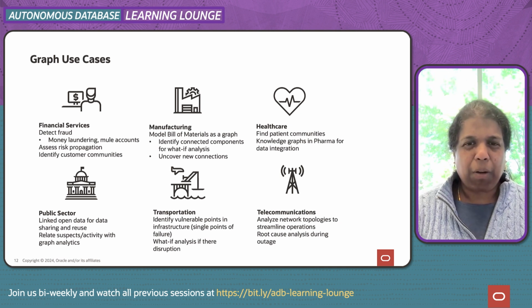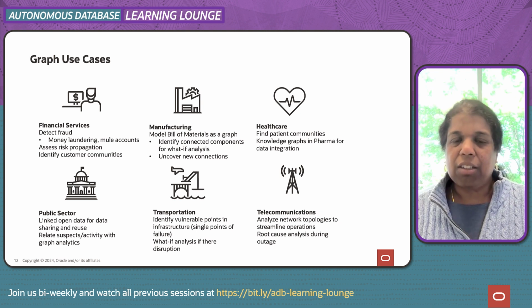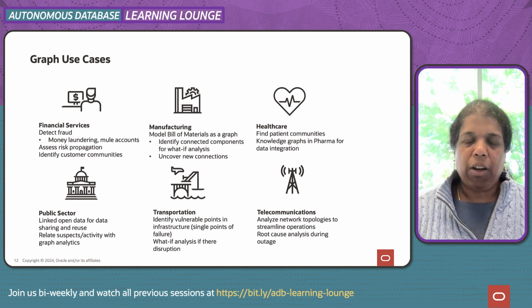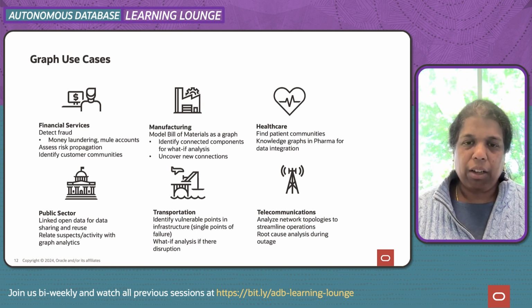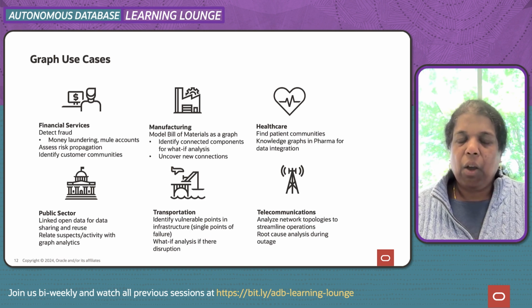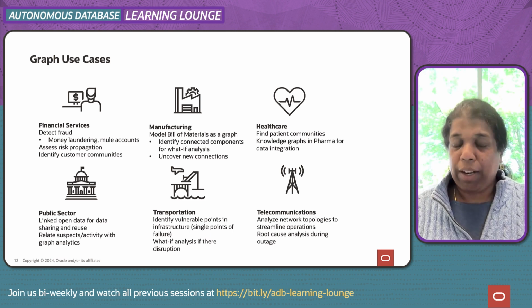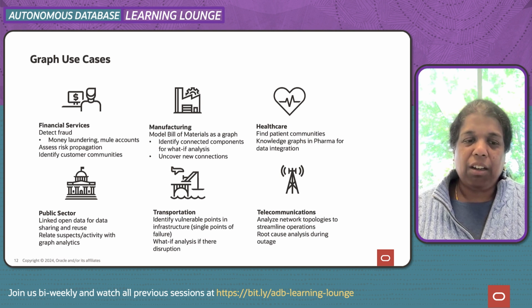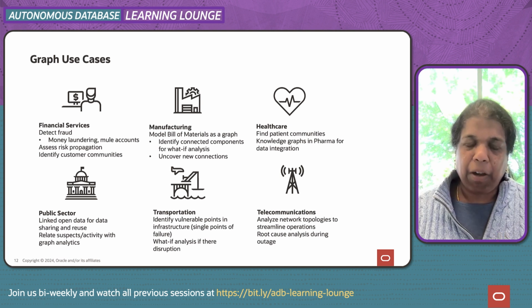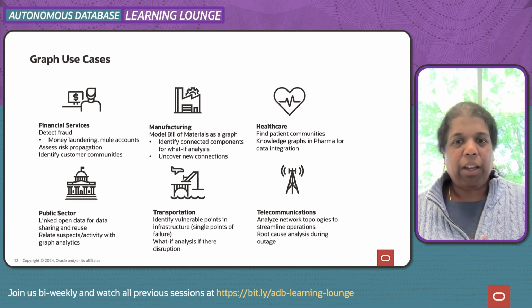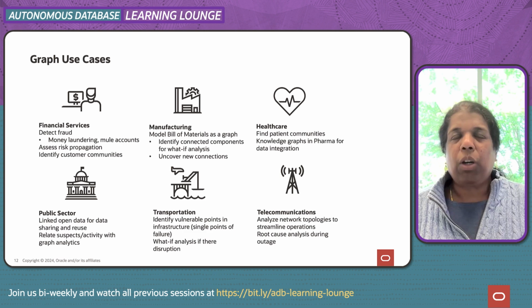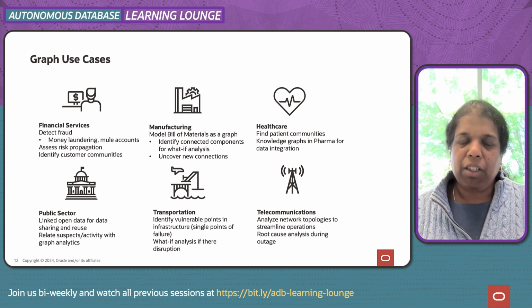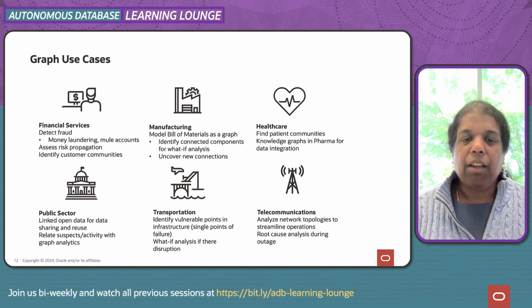Manufacturing, let me just talk about maybe telecommunications, where you model your network towers as a graph, and then you can do what-if analysis. These are the towers that are in the path of a hurricane, and how should I reroute my signals because these particular towers are affected.